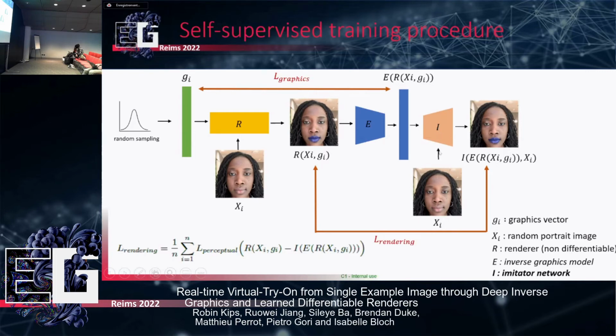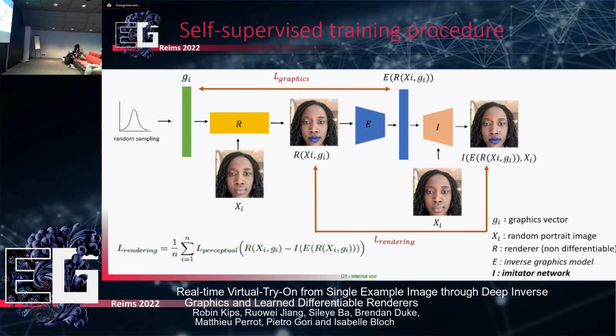So it's a CNN, and it's a U-Net that will generate the source image with the lipstick. So here it means that during training, we can at the same time control the graphic code optimization, and we can also control the appearance in the image space because our imitator is generating the image as our renderer would have done.